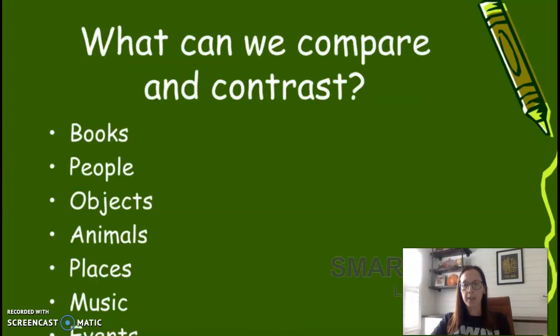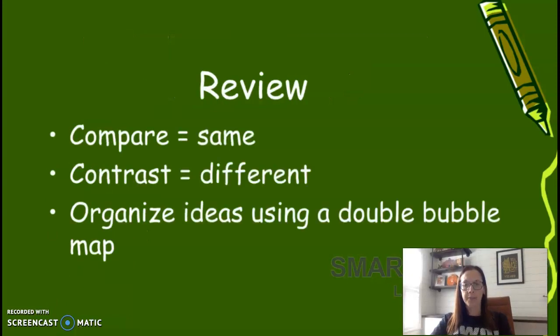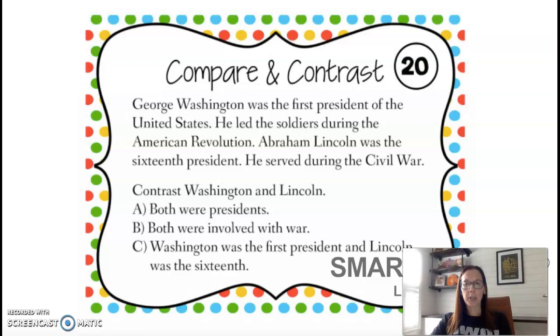All right. What can we compare and contrast? Books, people, objects, animals, places, music, events, and obviously there's so much more. So just as a review, comparing means the same, contrasting means different, and you're going to be organizing your ideas using a double bubble map. So we're going to do a little bit of practice before I tell you what your assignment is going to be today. All right, I'm going to read this to you. Go ahead and read along with me.